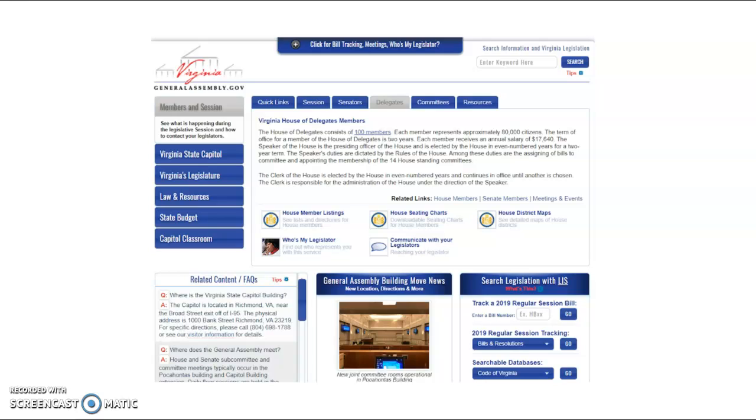So we have 100 members, and each member represents 80,000 citizens, and the term of office for a member of the House of Delegates is 2 years. And each member receives a salary of $17,640. The Speaker of the House is the presiding officer of the House and is elected by the House in even-numbered years for a 2-year term. The Speaker's duties are the assigning of bills to a committee and appointing the membership of the 14 House standing committees.